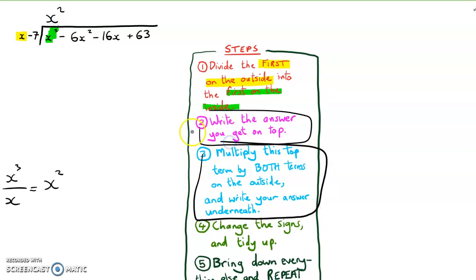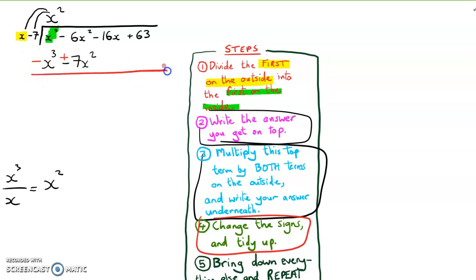Multiply this by both terms on the outside, so here and here. x squared by x is x cubed, and x squared by minus 7 is minus 7x squared. Change the signs, minus and a plus, and tidy it up. So x cubed take away x cubed is gone, and minus 6x squared plus 7x squared is 1x squared. Bring down everything else, bring down these two: minus 16x plus 63, and let's start it all over again.